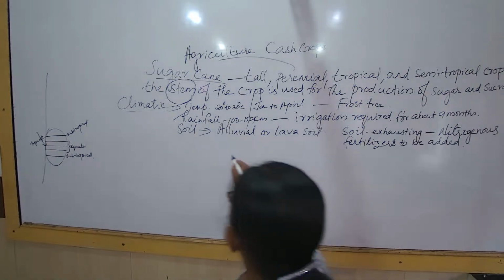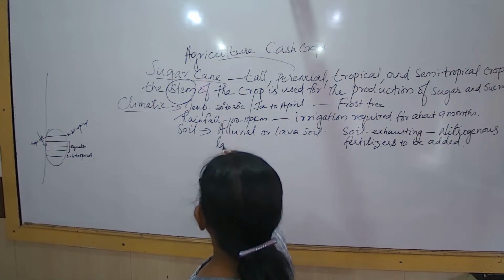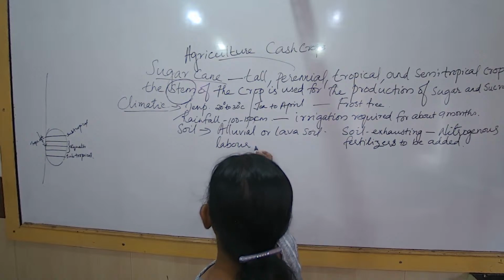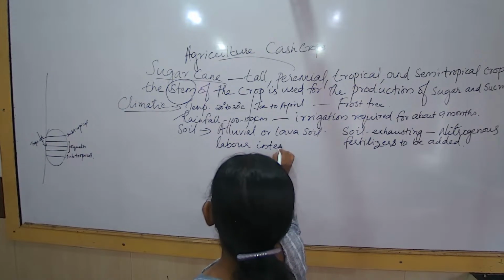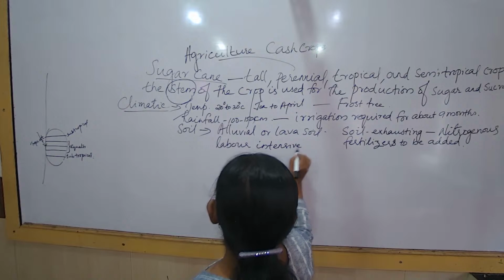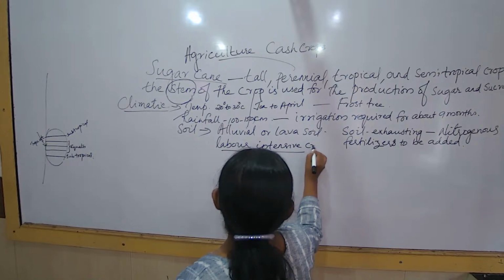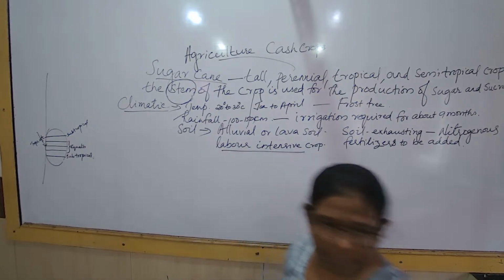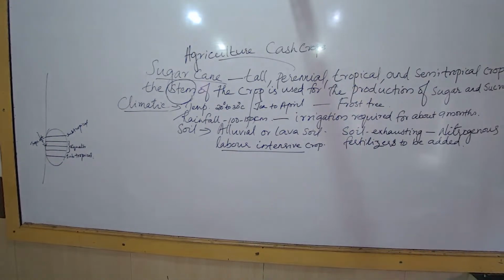Now, what type of crop is this? It is labor intensive. What is the meaning of this? More of labor, less of machines. Labor intensive crop. Okay. So this trouble is soil exhaustion. Soil exhausted. So nitrogenous fertilizers are to be added regularly.